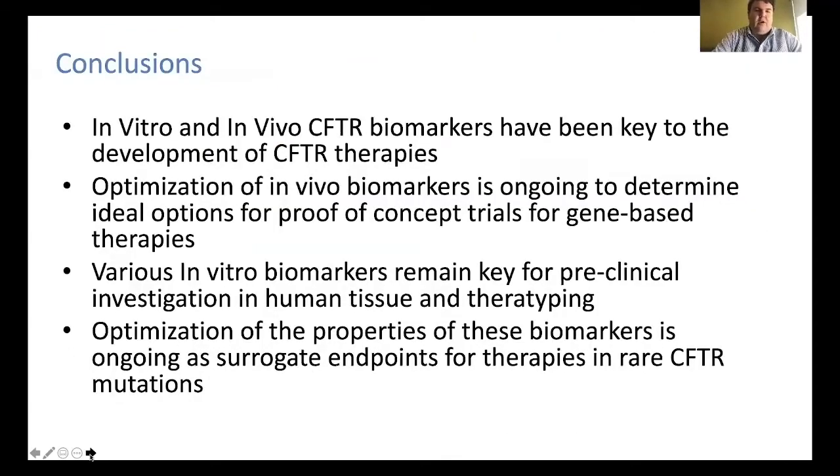With that data in mind, I'll conclude the following. In vitro and in vivo CFTR biomarkers have been a key to the development of CFTR therapies. Optimization of in vivo biomarkers is ongoing to determine the ideal options for proof of concept trials, especially for gene-based therapies. The various in vitro biomarkers remain key for preclinical investigation in human tissue and therapeutics. And the optimization of the properties of these biomarkers is ongoing as surrogate endpoints for therapies in rare CFTR mutations and may be useful in the future for gene-based therapies down the road.